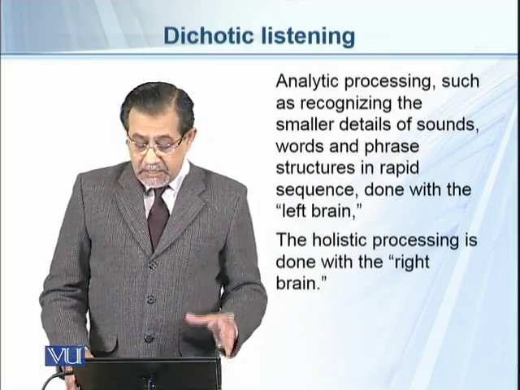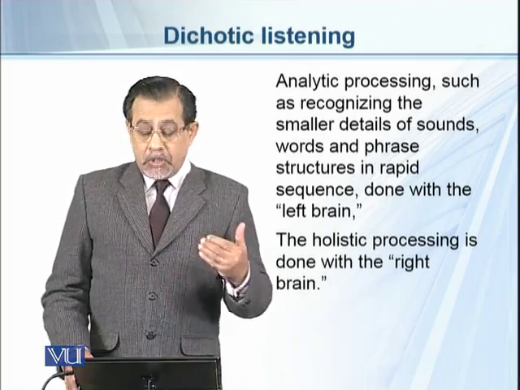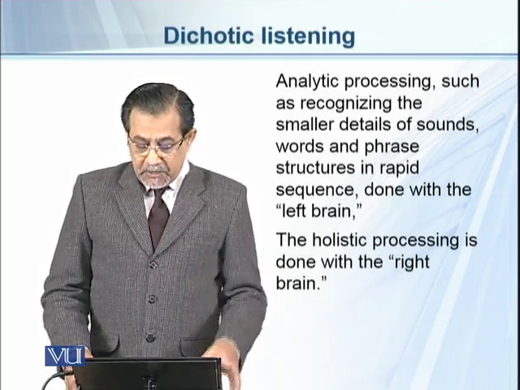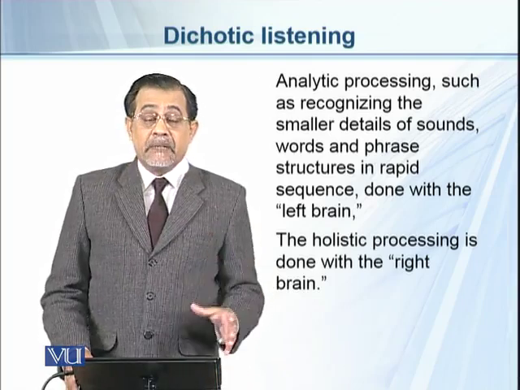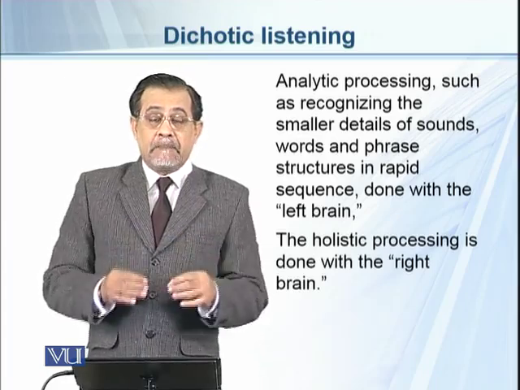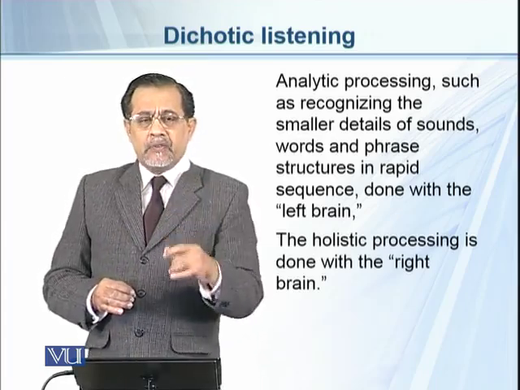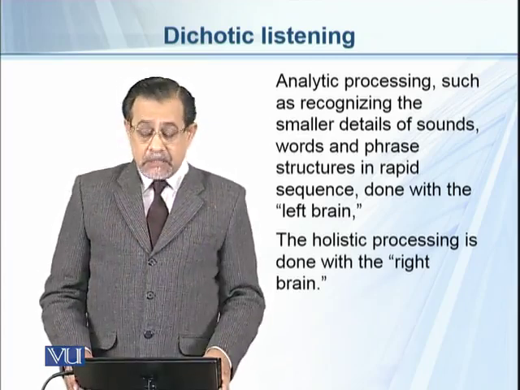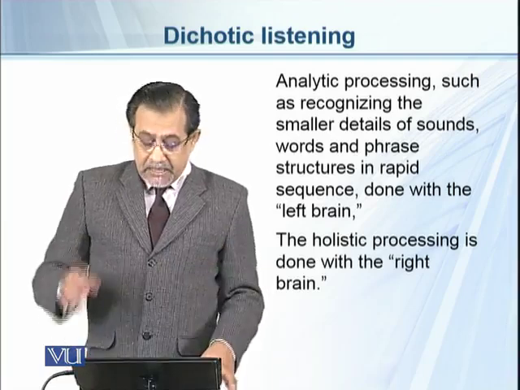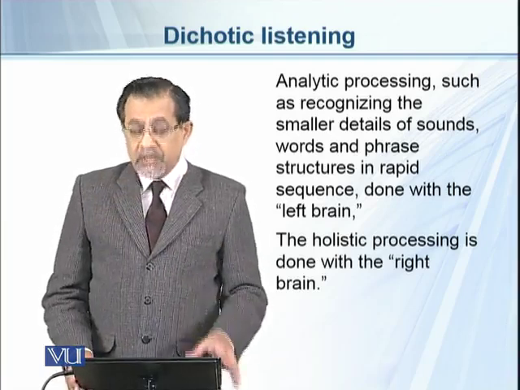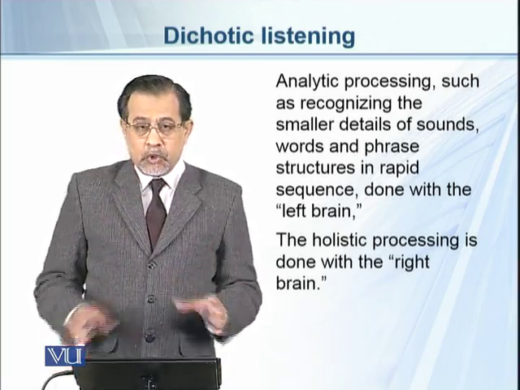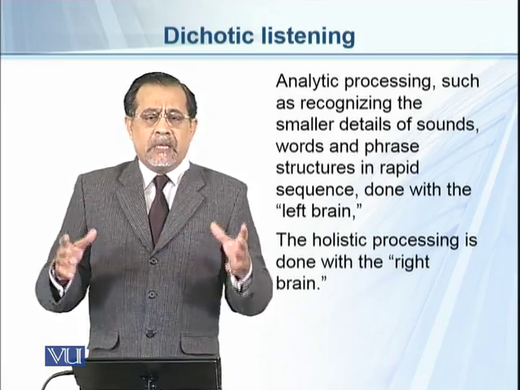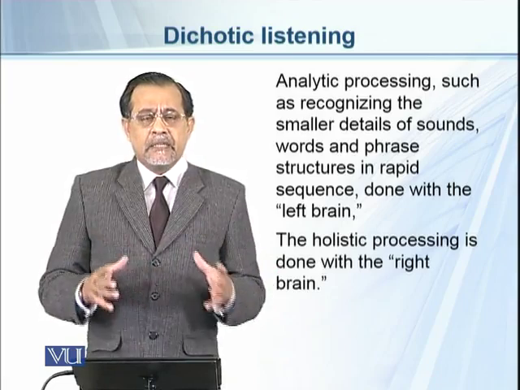Analytic processing, such as recognizing the smaller details of sounds, words and phrase structure in rapid sequence, is done with the left brain. So this is the left brain that helps us to determine where the word starts and where it ends, where the phrase starts and where it ends, how sentences are understood, right? Whereas holistic processing is done with the right brain. So these are the localized functions of both hemispheres, both the left hemisphere and the right hemisphere.